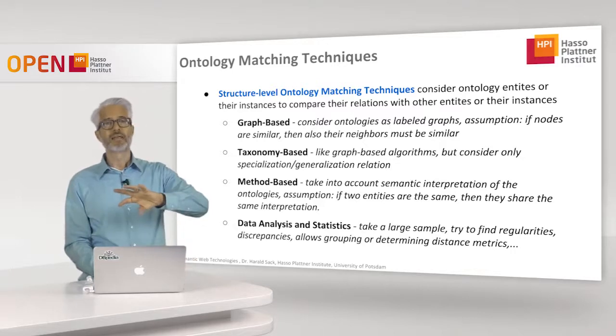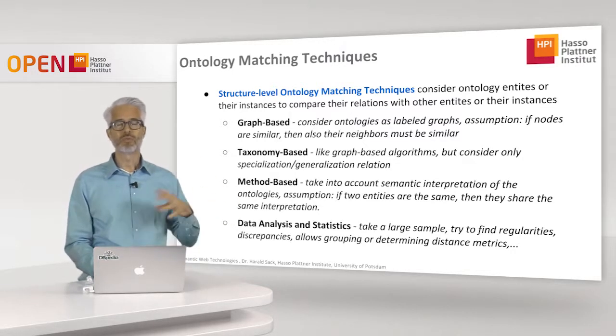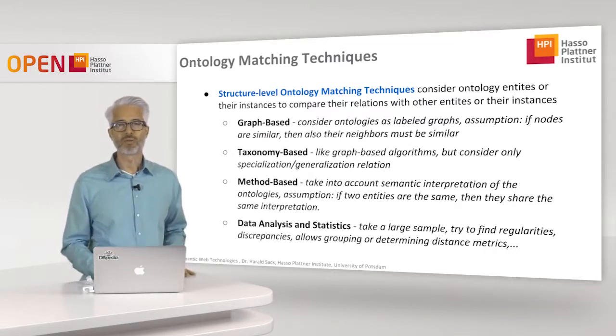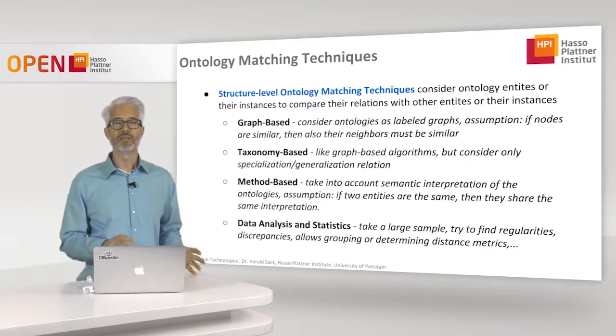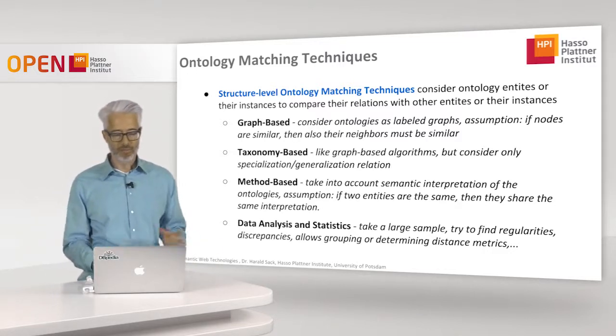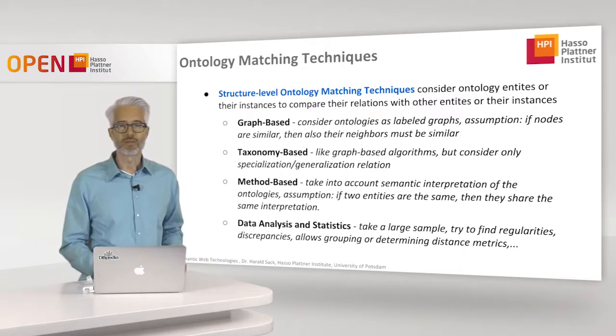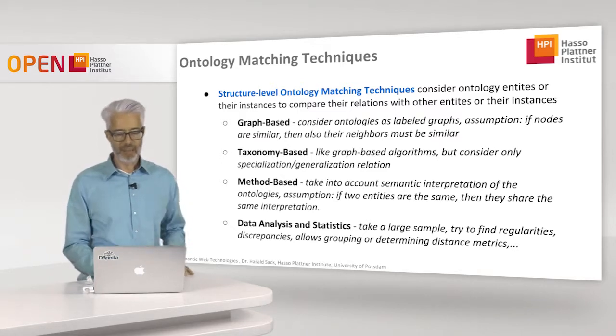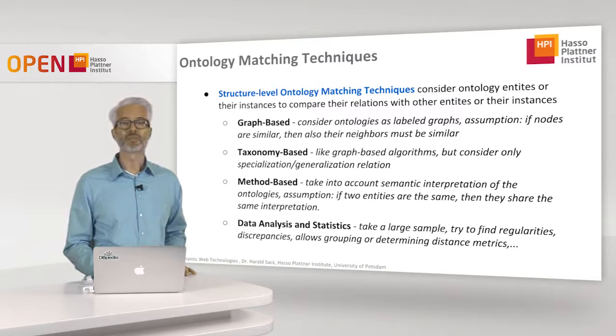Then, of course, you can also take into account the quality of these labels. So, for example, if you have taxonomic relations in there, you consider specializations and generalizations, and of course, you compare two ontologies based on their taxonomical relationships.